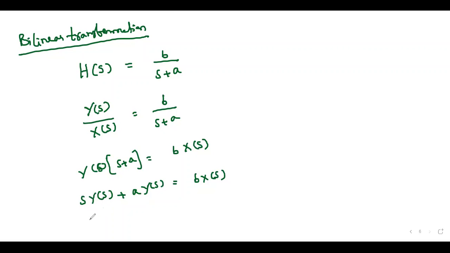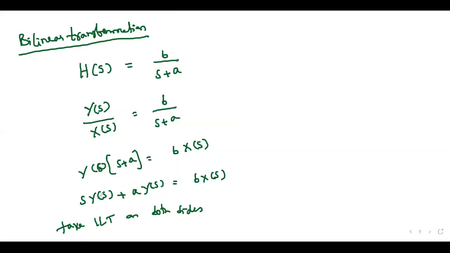This s into Y of s is nothing but it is in time domain. Just take the inverse Laplace transform on both sides. So what do you get if you take inverse Laplace transform on both sides? S into Y of s, how can I write? Sirisha, what is the inverse Laplace transform of s into Y of s? S into Y of s is transformed to d by dt of y of t.